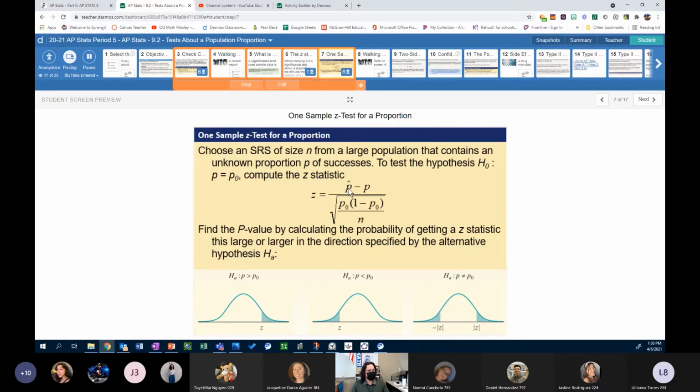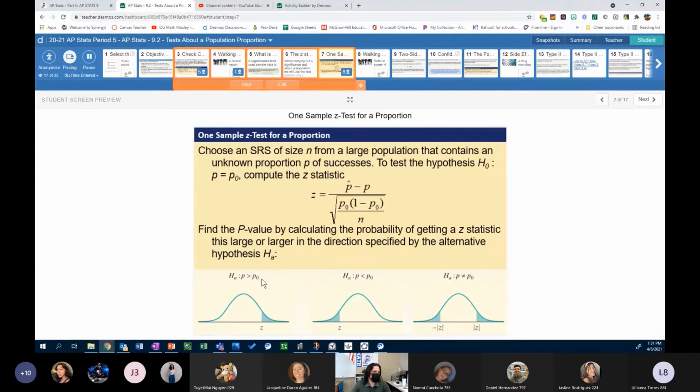Z equals p hat minus p naught, divided by the square root of p naught times 1 minus p naught, divided by n. This is our z statistic. We're going to find the p-value based on this z statistic by calculating the probability of getting a z statistic this large or larger in the direction specified by the alternative hypothesis, H sub a.